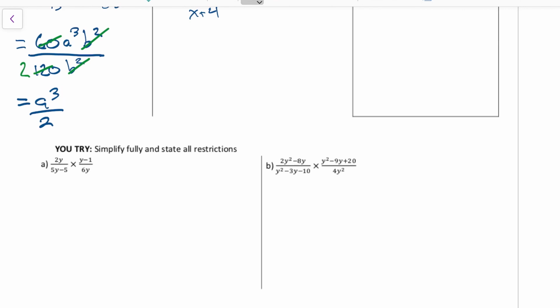Okay, why don't you try these two, and I'll go through them obviously, but try them out first before you check out the answer.